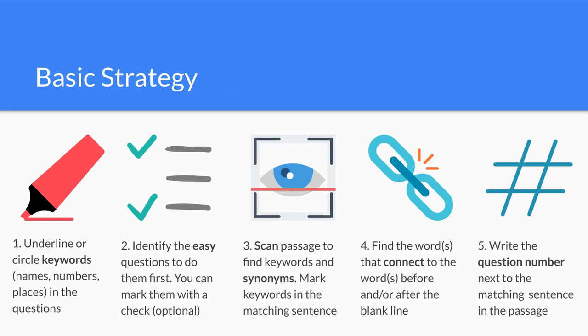Now here is the basic strategy. I'm not going to go over this basic strategy step by step, because you already know this by now. The first thing you have to do is mark the keywords, then identify the easy questions, then look for the keywords for the easy questions in the reading passage. You have to scan for these keywords and also scan for synonym language. Once you have located the matching sentence and once you think that you have found your answer, then you have to double check with the question and make sure that your answer connects to the connecting words. The answer has to fit into the blank line.